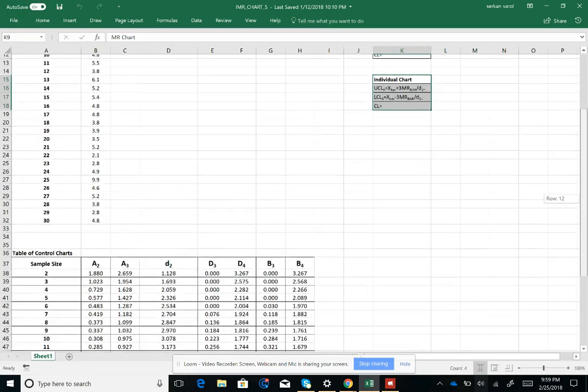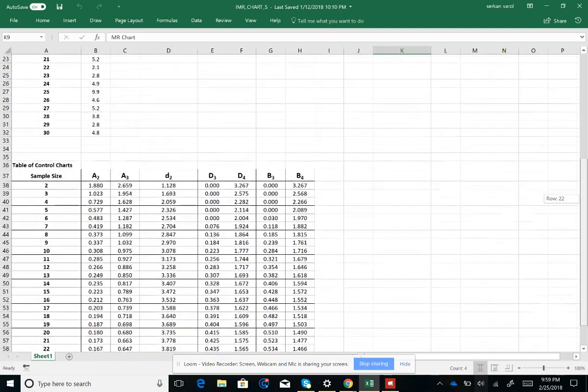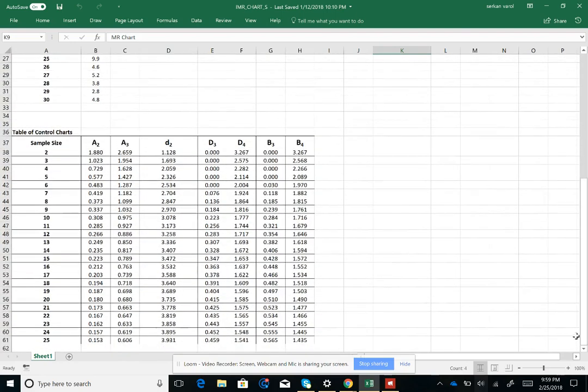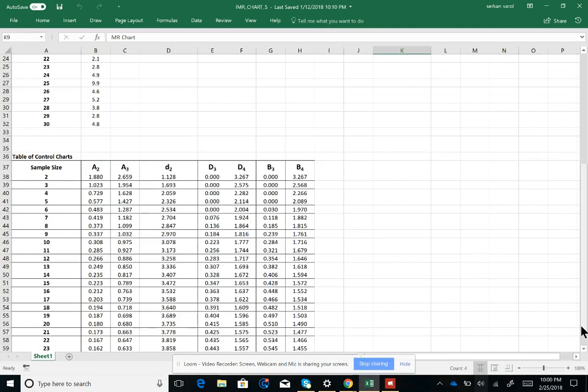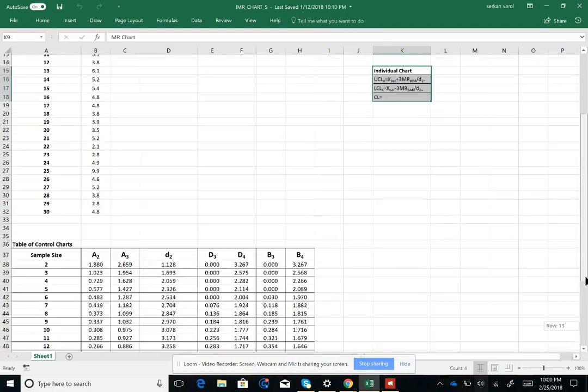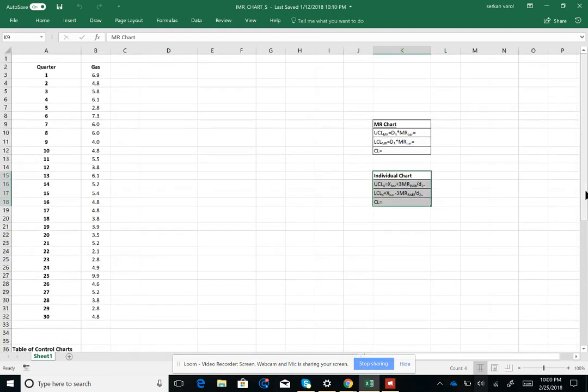And the table of control charts I provided in this Excel. Whenever you have a homework assignment about those control charts, you can take those values from your PDF file or from your handouts that you may have printed out. But just to make my job easier, I inserted this table of control charts in my Excel file because I want to pull some values from here. Okay, so here's our example.